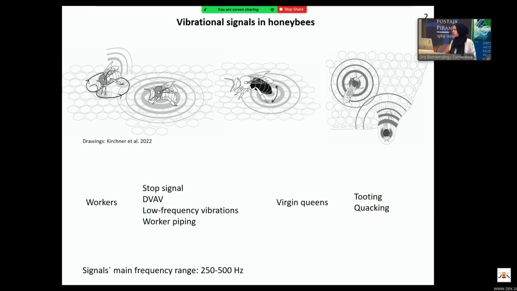Instead, in the picture on the right, we have represented two queens, one which is still enclosed in the cell, and she's generating a quacking, and one queen which is outside and generating a tooting. And here I can make you listen to a tooting.